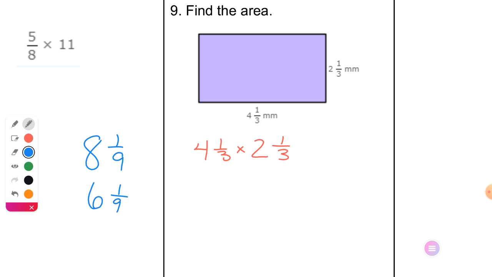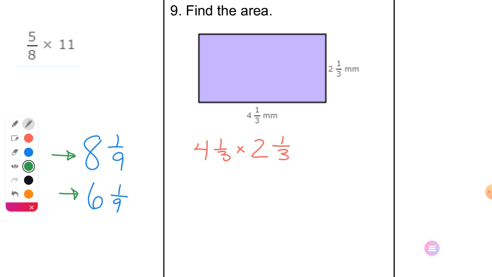Callie, what did they do wrong to get one of these answers? They did 4 times 2, or they did 4 plus 2. Yeah. So they either added the whole numbers or multiplied the whole numbers and then multiplied the fractions. Multiplying fractions is easy. Multiplying mixed numbers is not that easy. I wish it were that easy, but it is not.